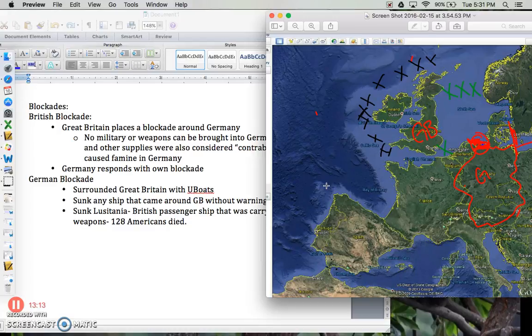And Germany's like, no, we're not going to do that. We're at war. So we're not warning you. We're just going to sink you. So if you come anywhere near Great Britain, you're going to get hit and you're going to get sunk. So all these ships that are the cargo ships and stuff like that that the United States is giving to Great Britain and to Germany are being sunk all around these blockades.